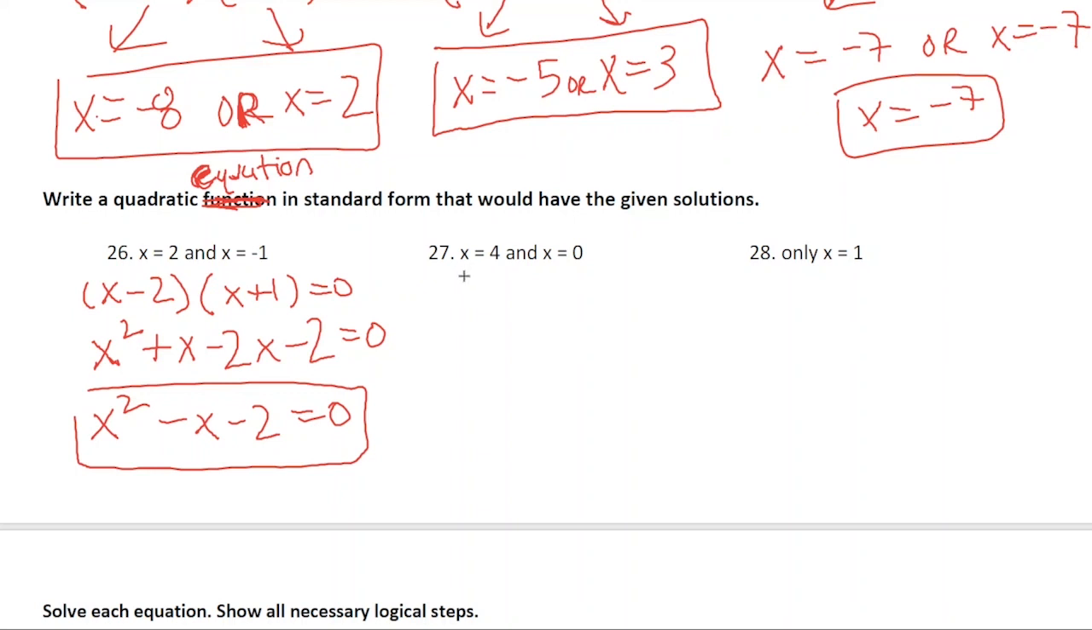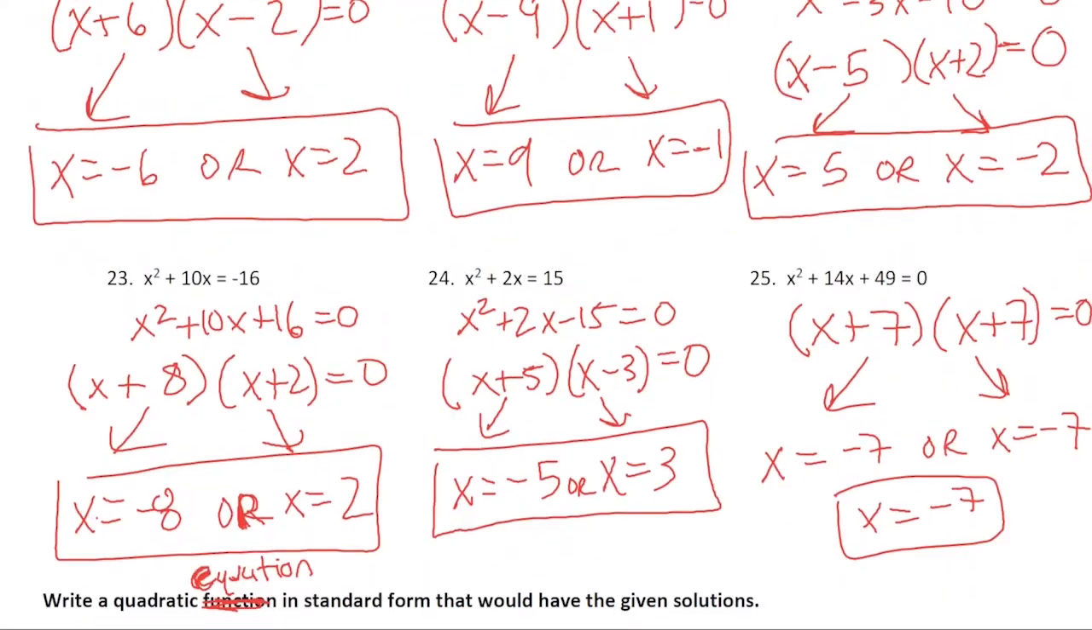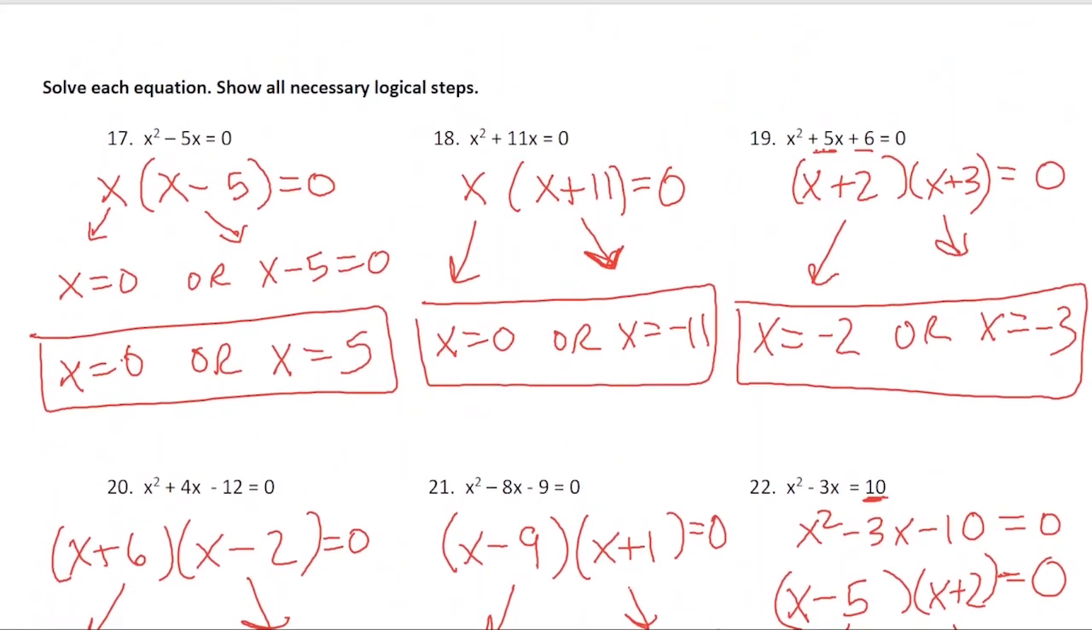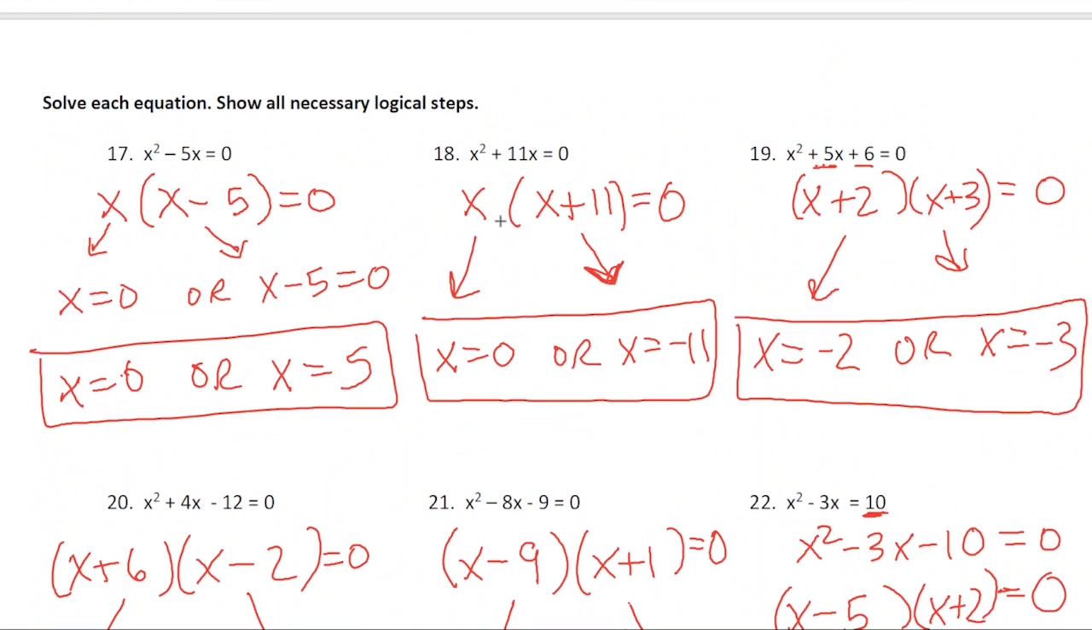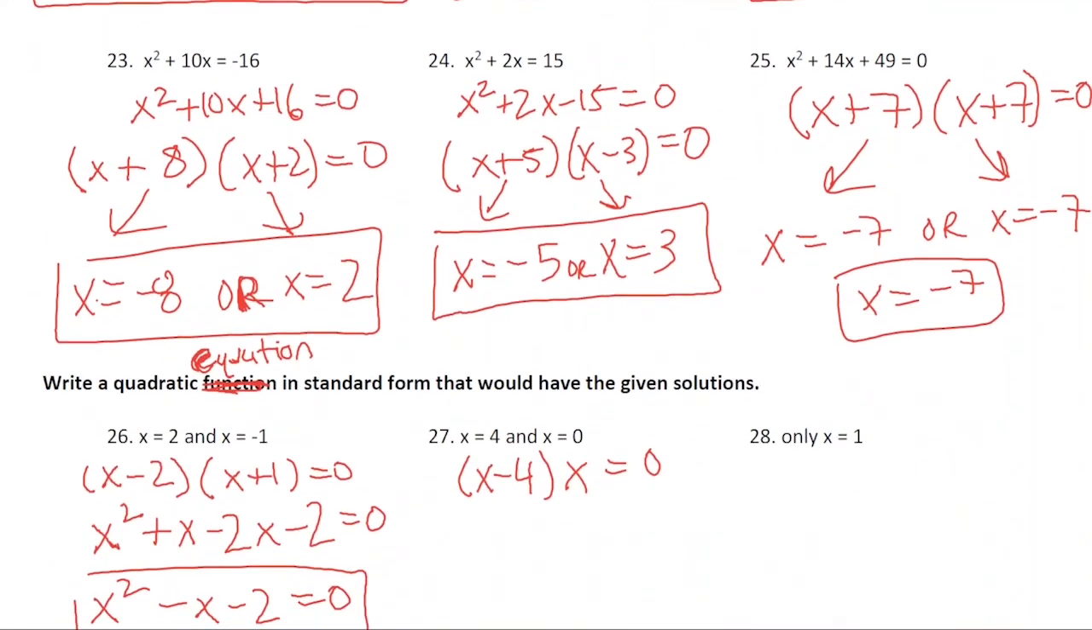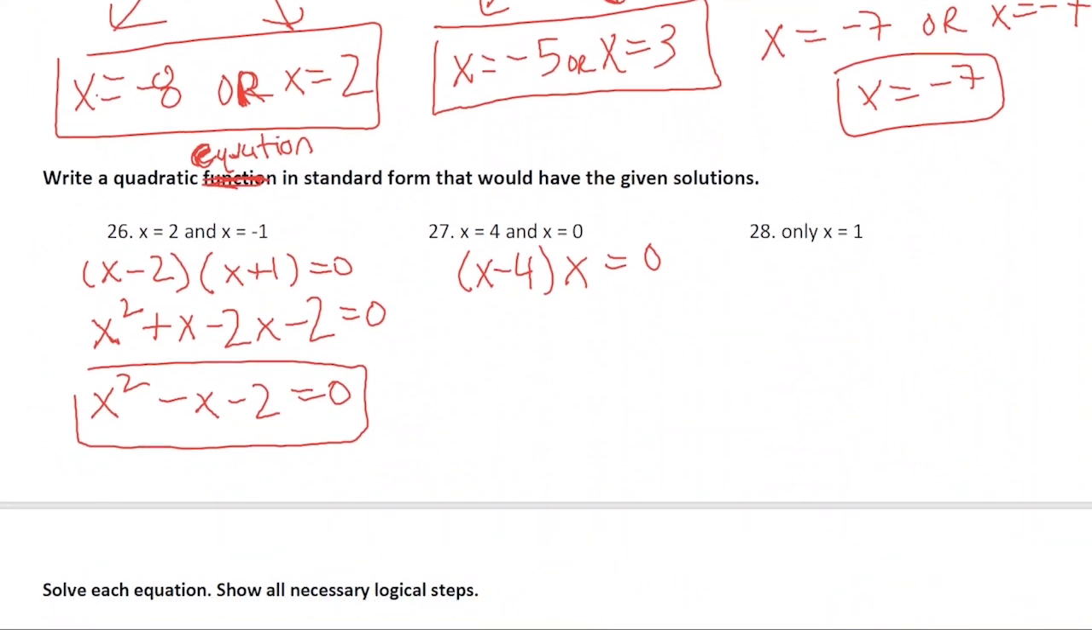For number 27, we've got our first factor is x minus 4, and our second factor would just be x. So this is kind of like one of these factoring problems like we had in the beginning, where you factor out a GCF, right? And we saw in both of those you got x equals 0. So if you ever have x equals 0 as a root, you know that x is just going to be one of your factors. So multiply that out, and I get x squared minus 4x equals 0.